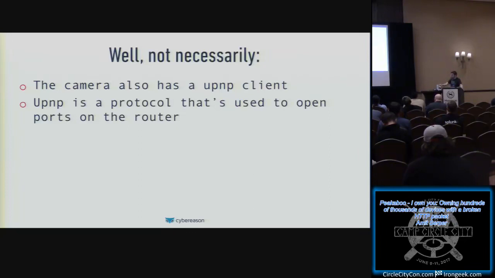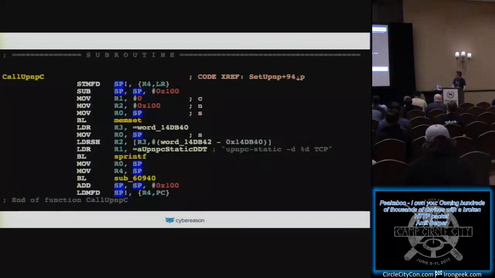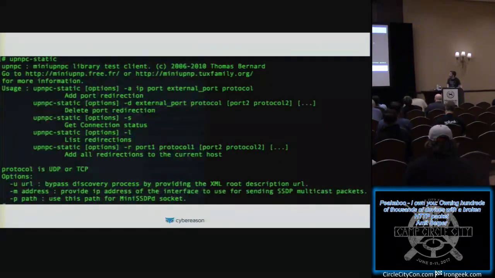Now, the bad thing about UPnP is that it depends on the router. In a lot of cases, you can't see that it actually opened any ports if you go to the control panel. So this is a screenshot from IDA Pro. You can actually see that there's a client called upnp-static -d. This is the port number you want to give it, and TCP is the protocol. So you want to say upnp-static -d 4444 TCP, and that's just going to happen. So this is upnp-static running on the router.